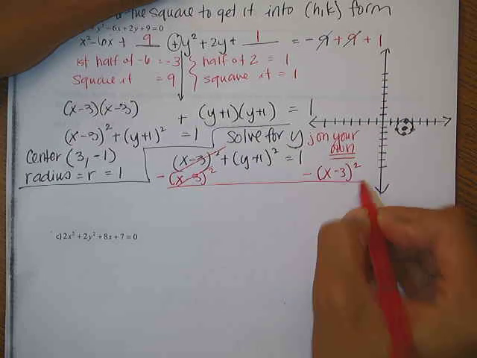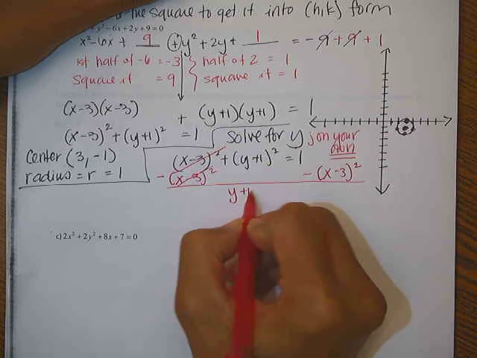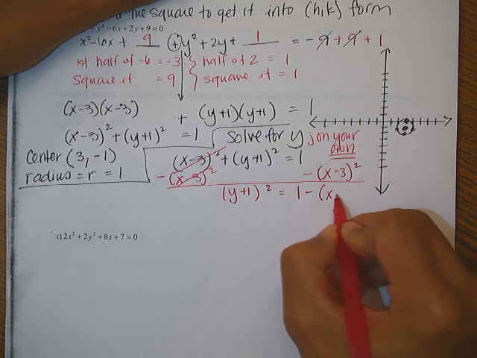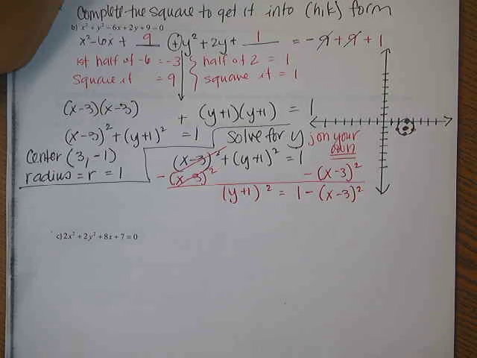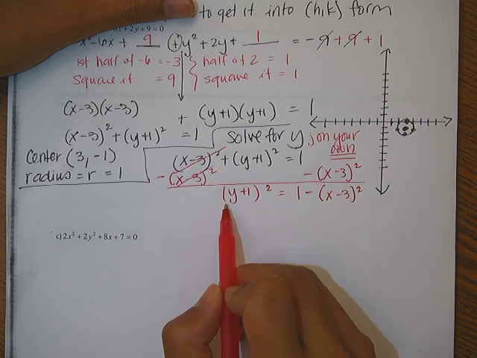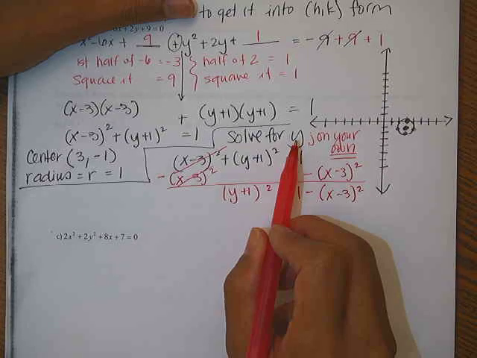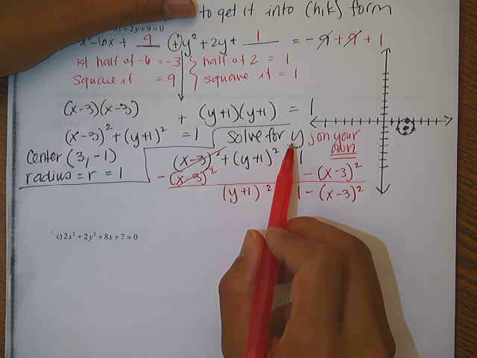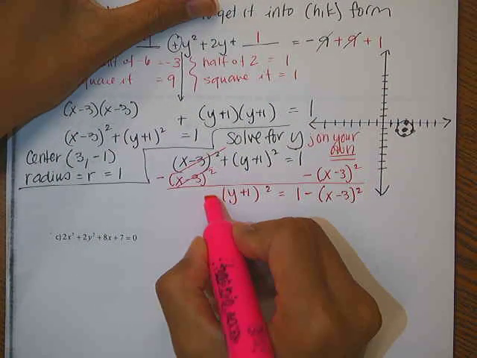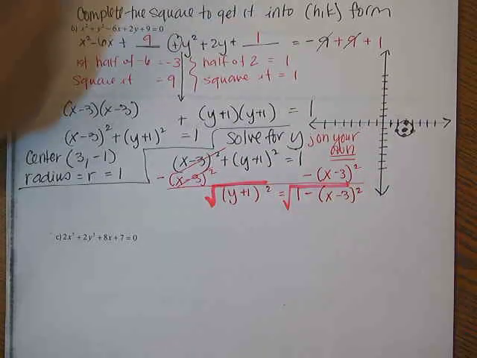So if I subtract that, I'm going to end up with (y plus 1) squared equals 1 minus (x minus 3) squared. Now that we have moved this to the other side, we have this piece left. Our goal is to solve for y because this is how we can enter it in your calculator. So now we are going to take the square root.